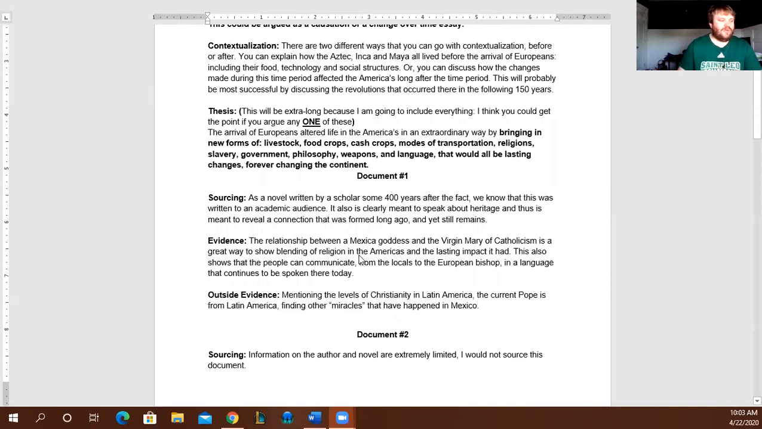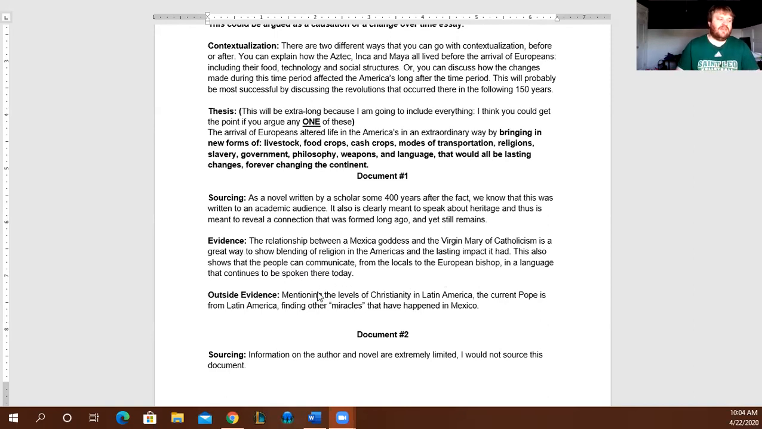So evidence that you could have used in this document, I said the relationship between a Mexican goddess and the Virgin Mary of Catholicism is a great way to show blending of religion in the Americas and the lasting impact it had. It also shows that the people can communicate from locals to the European bishop in a language that continues to be spoken there today, right? So obviously they were able to communicate with one another, so it shows language. It also shows religion kind of being blended from one into the next, right?